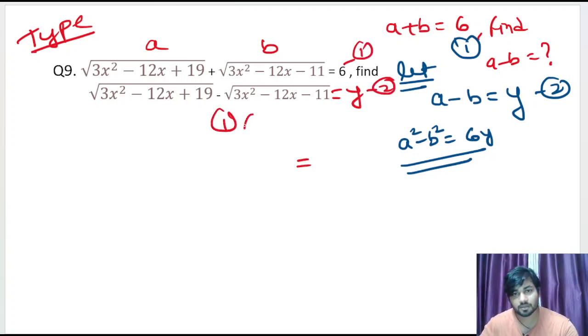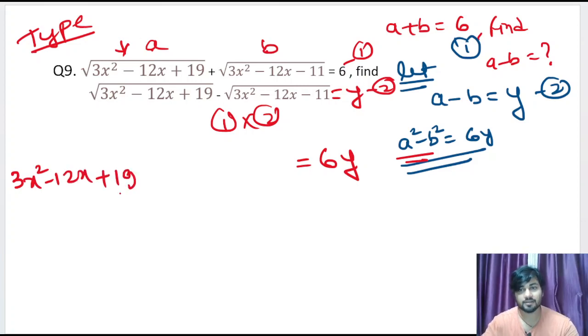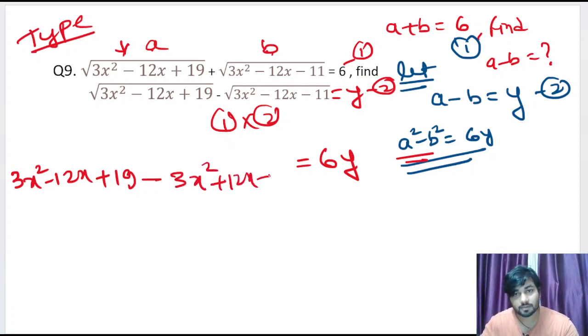Multiply 1 into 2. On the right hand side we will have 6y, and on the left hand side this is our A and this is our B, which means this will give us A square minus B square. So we will have to square this portion, that is under root 3x square. The square root will be gone, so we will be left with 3x square minus 12x plus 19, and with the minus sign this B portion will be written as this. Again the square root will go, we will be left with minus 3x square plus 12x plus 11.